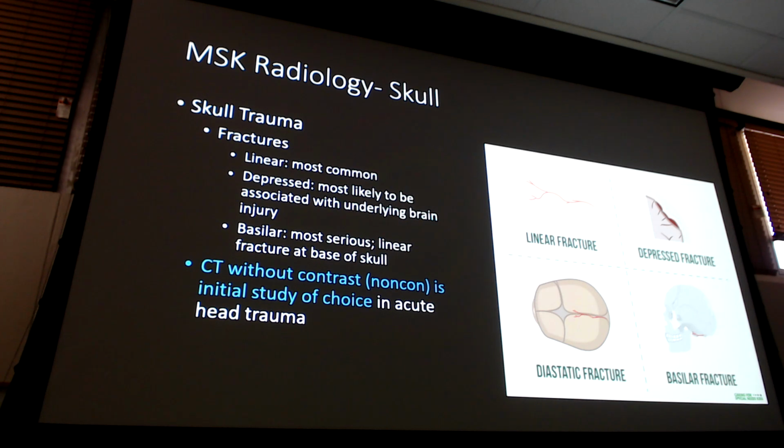You can have different kinds of fractures. The linear fracture is basically just in the bone area. Your depressed fracture actually depresses the skull down. Your diastatic is going to be a fracture that goes across one of the sutures.